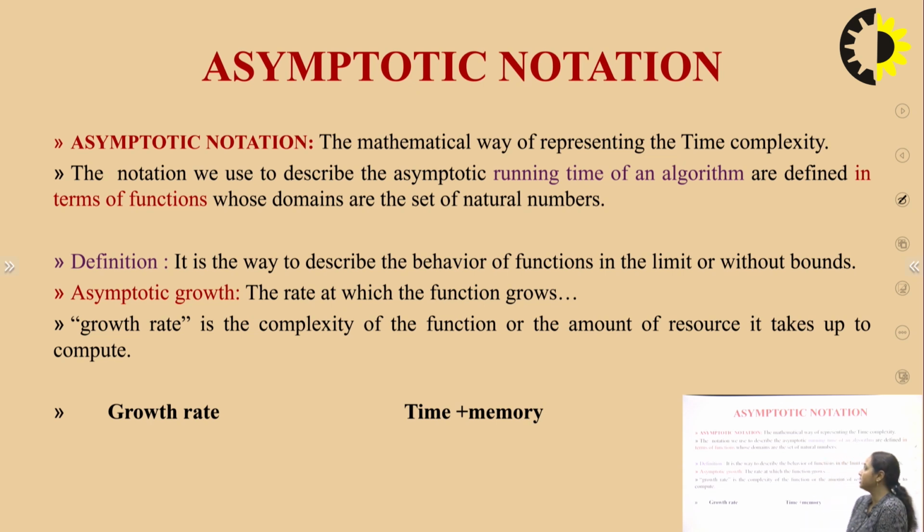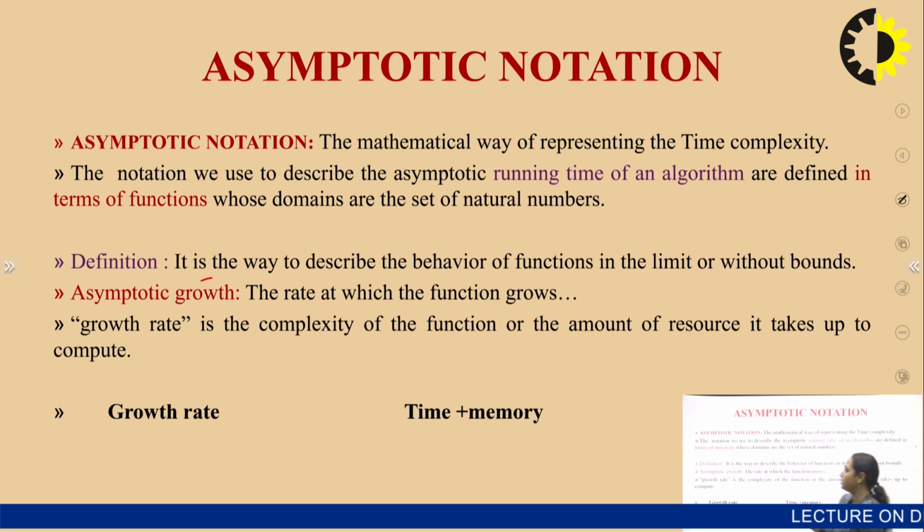These notations describe the running time of an algorithm in terms of a function whose domain is the set of natural numbers. Means whatever time complexity we are getting in terms of functions is represented with the help of asymptotic notations. So how can we define the asymptotic notation? It can be defined as the way to describe the behavior of functions in the limit or without bounds.